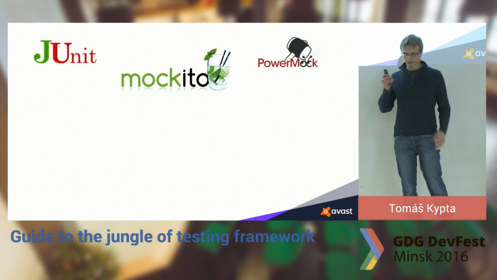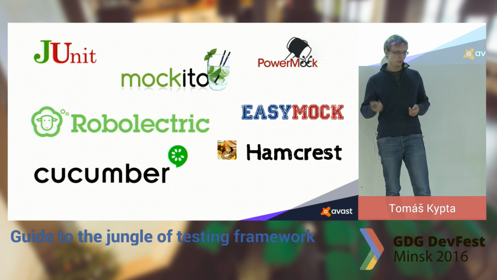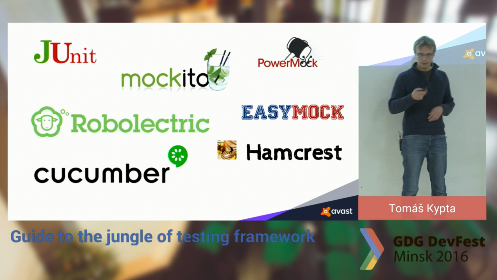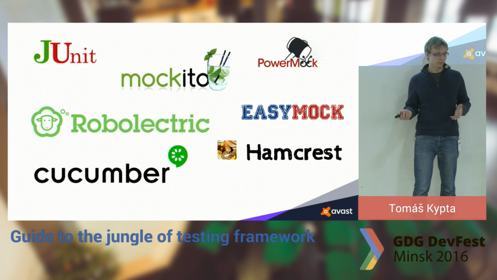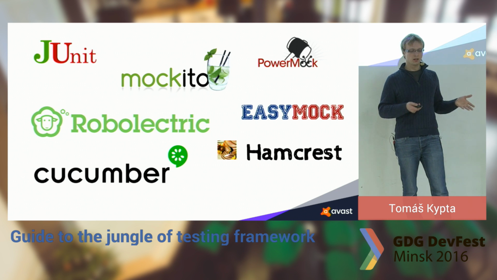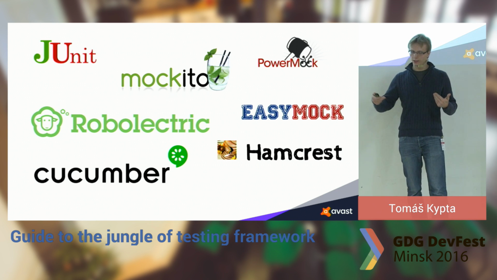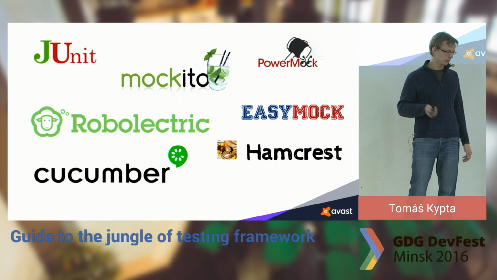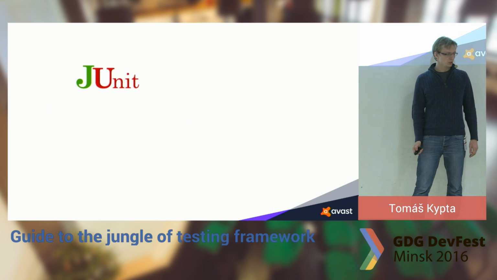For unit testing, there are lots of frameworks. There's JUnit, there's Mockito that's well known and probably the most used. There's PowerMock, another mocking framework, EasyMock, again another mocking framework. There's Robolectric, there's Cucumber, there's, for example, Hamcrest. Hamcrest is just a library containing some matchers so that you can check very complicated conditions easily. Hamcrest is not limited to Android in any way. That's a general Java framework. So, JUnit.